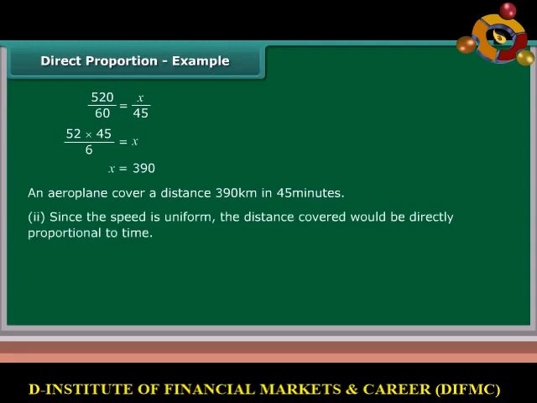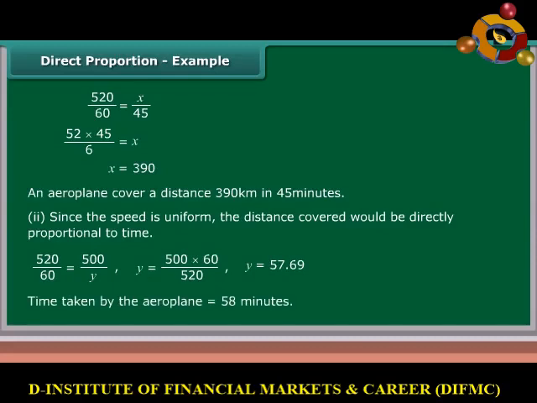Since the speed is uniform, the distance covered would be directly proportional to the time. 520 upon 60 is equal to 500 upon y. So y is equal to 500 into 60 upon 520. y is equal to 57.69. Time taken by the aeroplane is approximately 58 minutes.